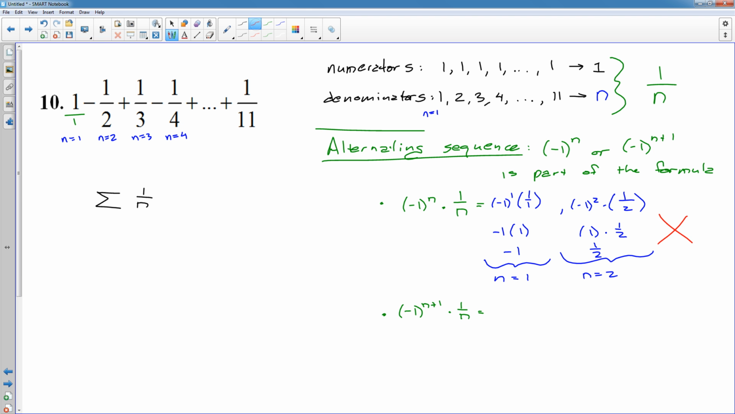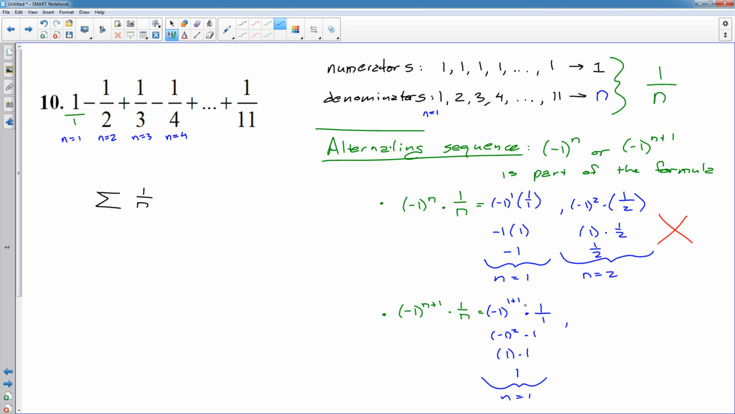So now I'm going to test that. Let's see, so if I plugged in n is equal to 1, I would have negative 1 to the 1 plus 1 times 1 over 1 for n. 1 plus 1 is 2, so that'd be negative 1 squared times 1. Negative 1 squared is positive 1 times 1, which is 1. So when n is equal to 1, I got positive 1, and I like that because I should start with a positive 1. So that really lets me think that n equals 1 is correct.